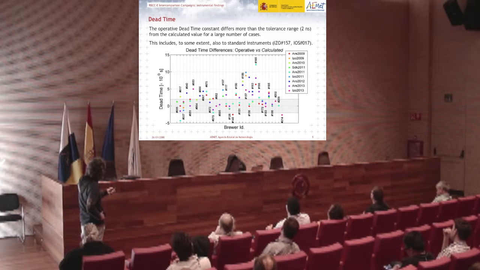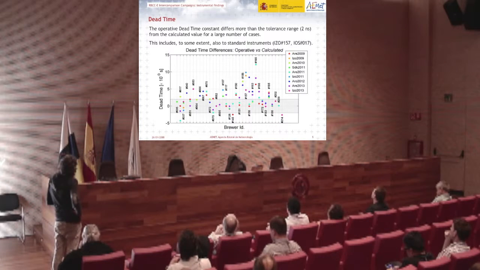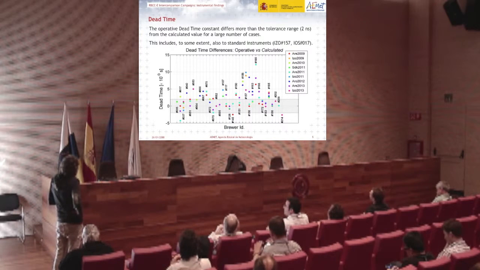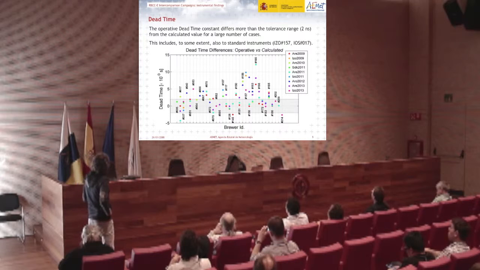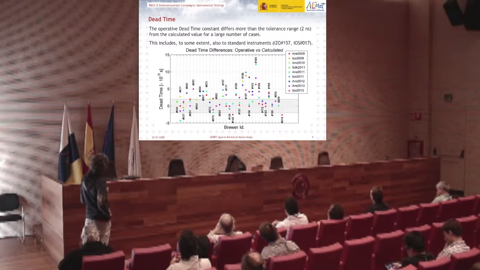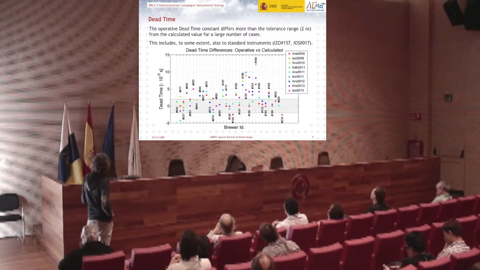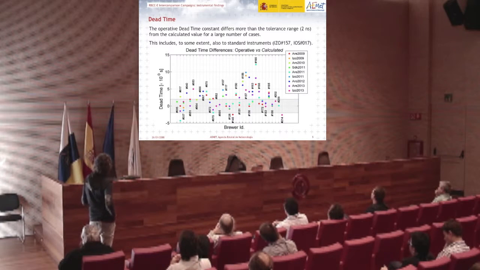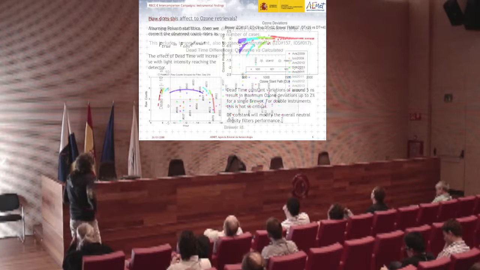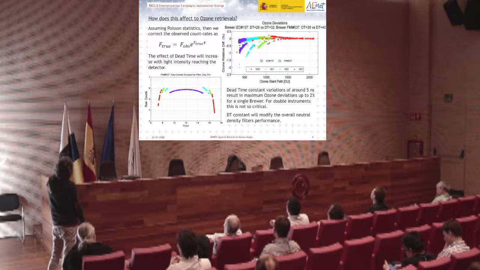A large number of instruments show a dead time deviation of the order of 5 nanoseconds. And this issue also affects some standard instruments. For example, the RBCC-E absolute standard instrument, the 157, or also the IOS 17 shows differences. So how does this affect ozone retrievals?